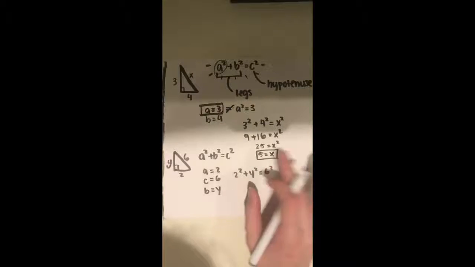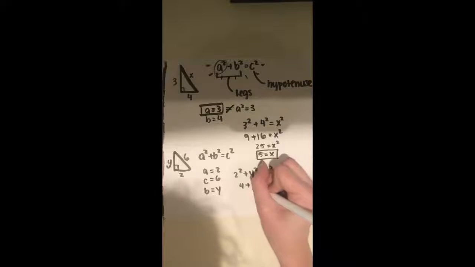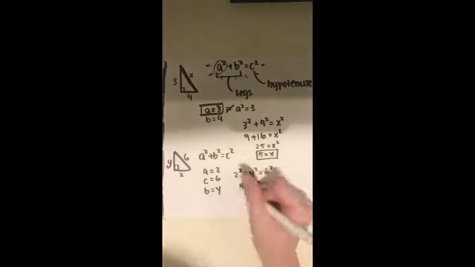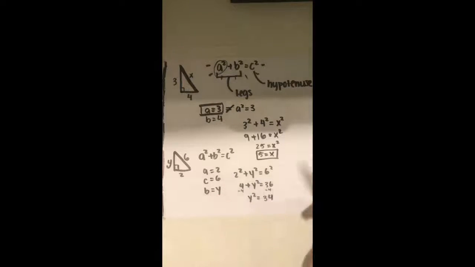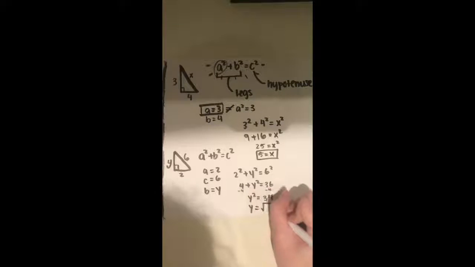We can solve all the exponents first. So 4 plus y squared equals 36. And then you'd subtract 4 from both sides. You get y squared is equal to 34. You have to take the square root of both sides to get rid of the square. So then you get y is equal to the square root of 34.